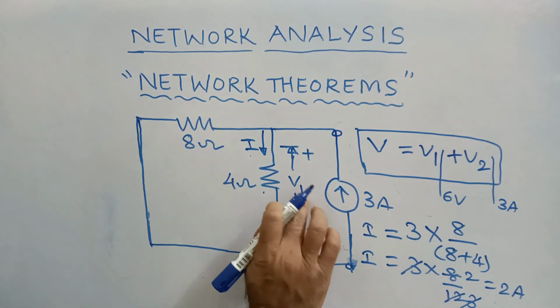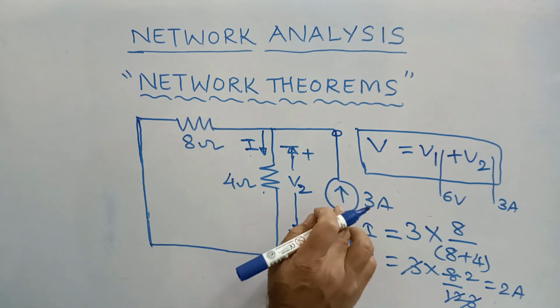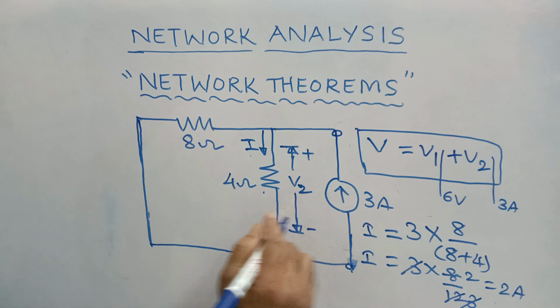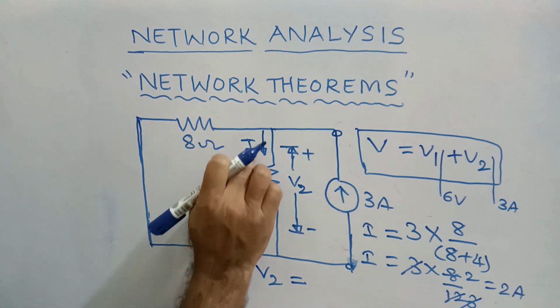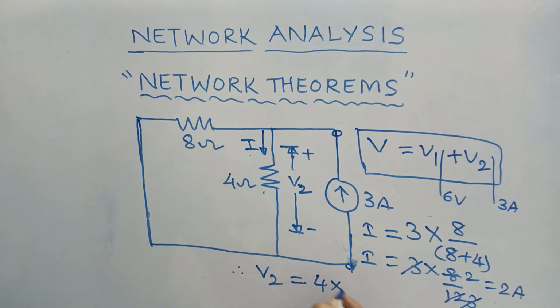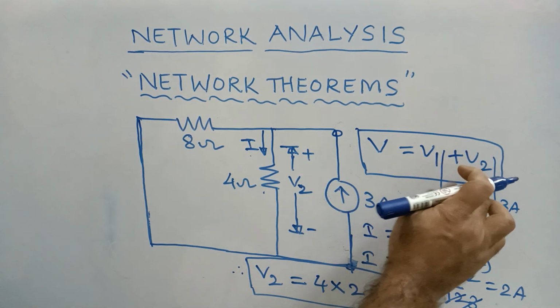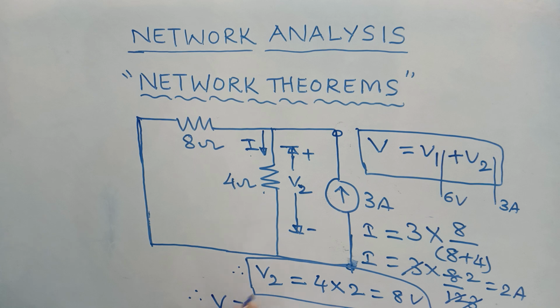Now you can call this voltage V2, with respect to the 3 ampere source. Therefore, V2 is equal to how much? V2 is resistor into current, 4 into I, so 4 into 2, which is 8 volts. Therefore, your V2 is equal to 8 volts. Now, what is your total voltage? You know the V1 value and the V2 value. Therefore V is equal to V1 plus V2, which is 2 volts plus 8 volts, a total of 10 volts. This is the final required answer.